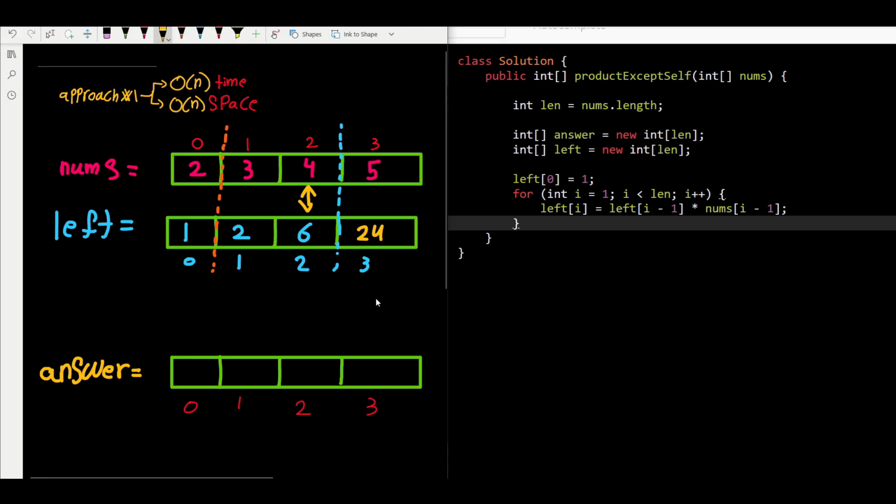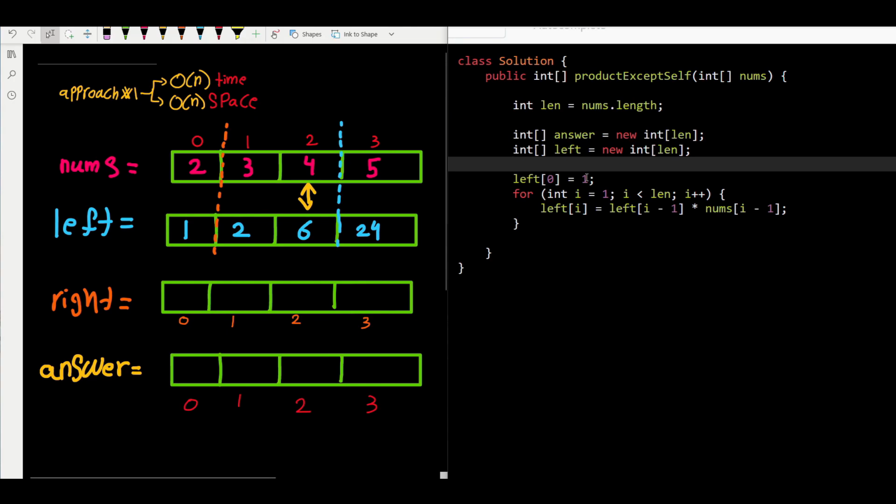And now we need to create the right array. The same concept here, but now each field in the right array will hold the product of all the numbers to the right of that index in nums. So let me create the right array. Okay, so here it is. And let's put this array in code, right? Because we need this right array. So let's make it.